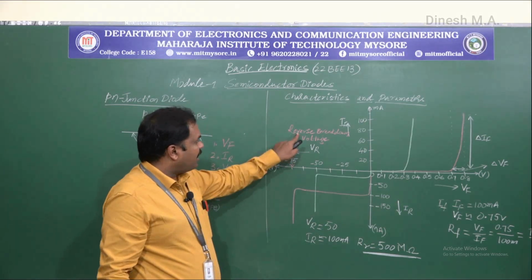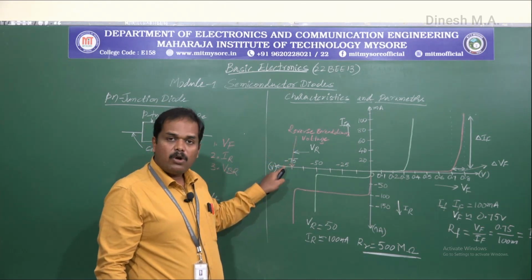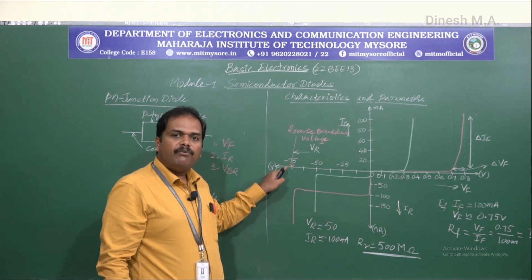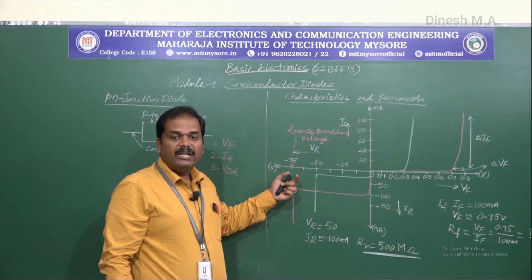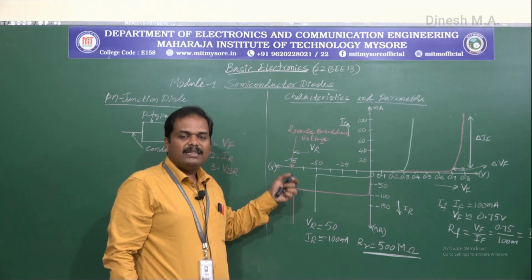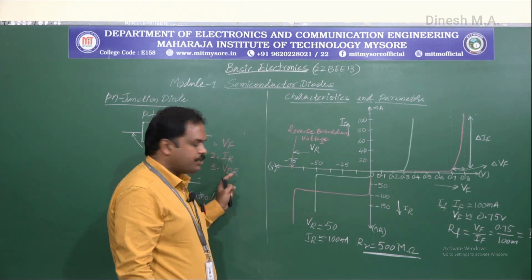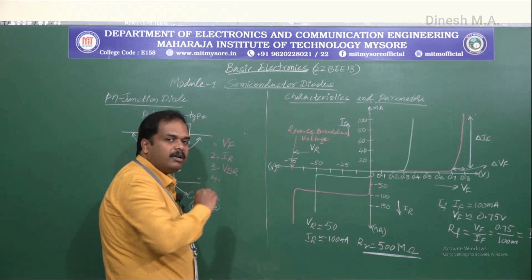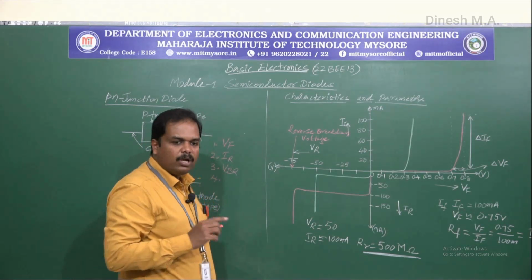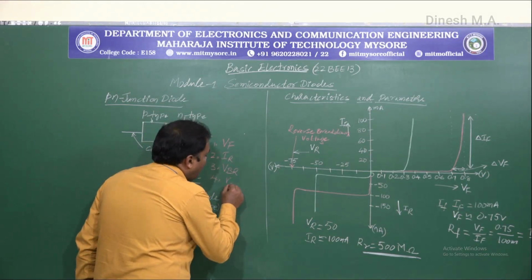VBR is the reverse breakdown voltage. The voltage, the point where the diode junction breaks down. The reverse voltage at which the junction breaks down is what the VBR. And the fourth parameter with respect to any diode, what we have is RD.